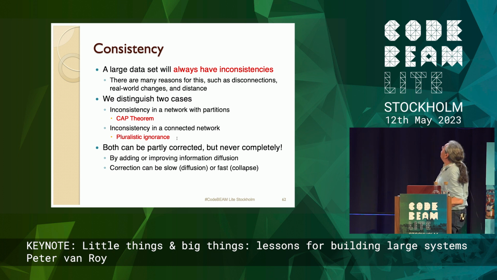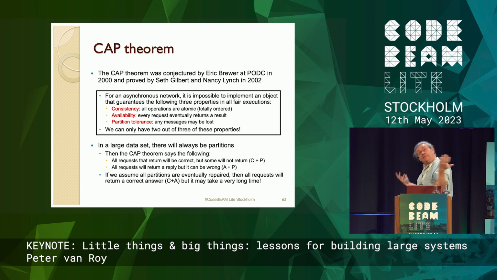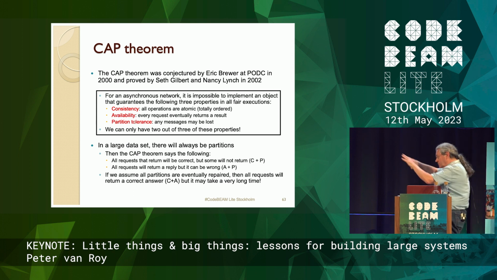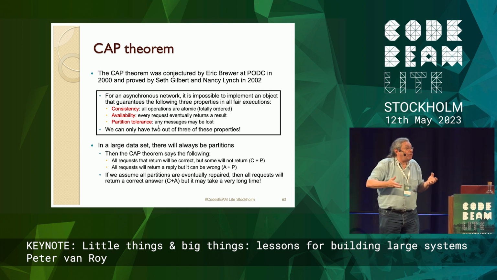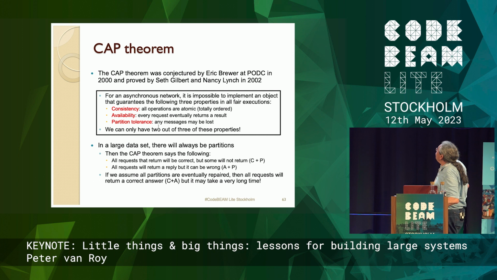So the CAP theorem is a famous thing. I won't spend too much time. You have three properties for a big distributed system. Consistency, so all the operations are atomic, so there's a total order among the whole system. Second, availability: you request of the system, it replies. And third, partition tolerance: inside the system, messages could be lost temporarily. Well, you can only pick two of those three, says the CAP theorem.